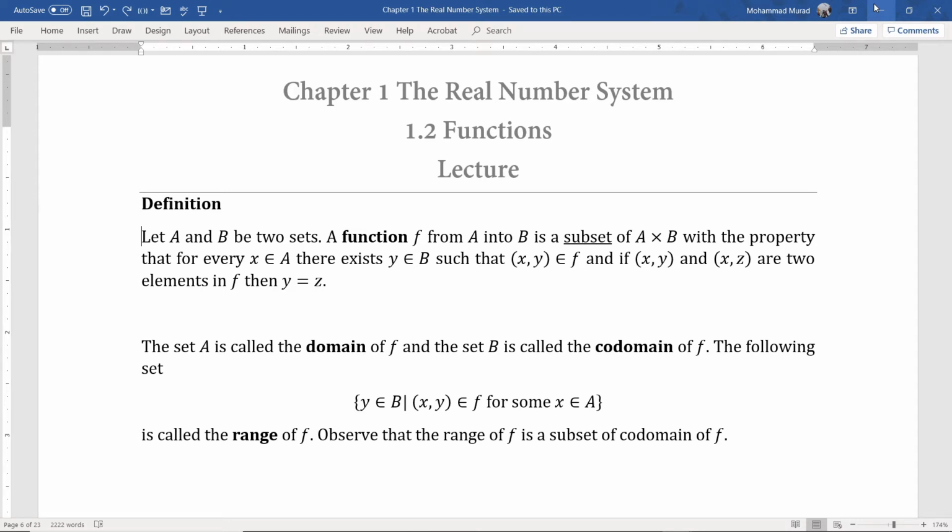In the last section, we talked about the Cartesian product of two sets. Recall that the Cartesian product of two sets is the set of all possible ordered pairs (a, b), whose first element a should come from the first set A, and the second element b in the pair should come from the set B.